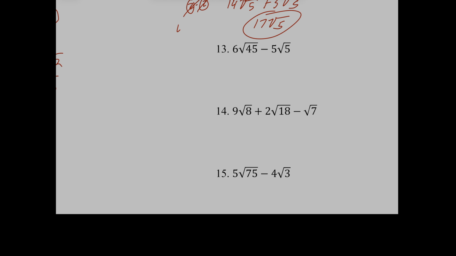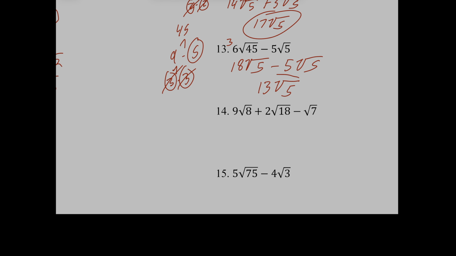All right, I know I can break down that 45 because I know that that's going to be 9 times 5, and that's going to be a 3 times 3. So I can pull out a 3. 3 times 6 is 18. What's left over? A 5. Minus 5 root 5. What's 18 minus 5? 13 root 5. And there's my answer.